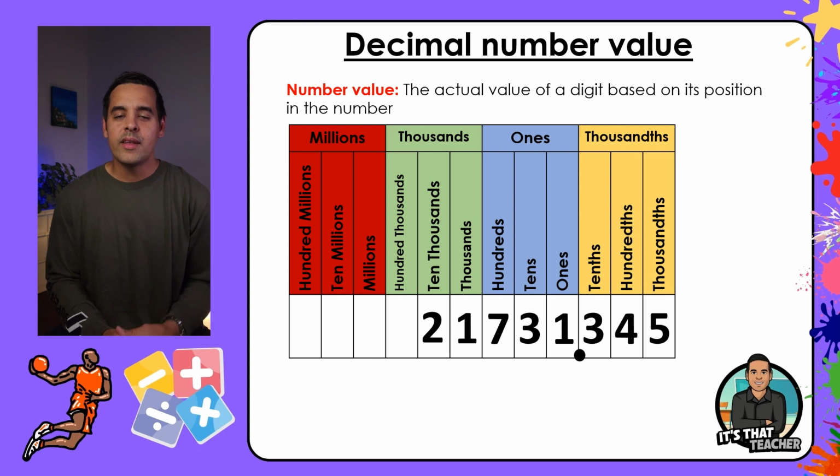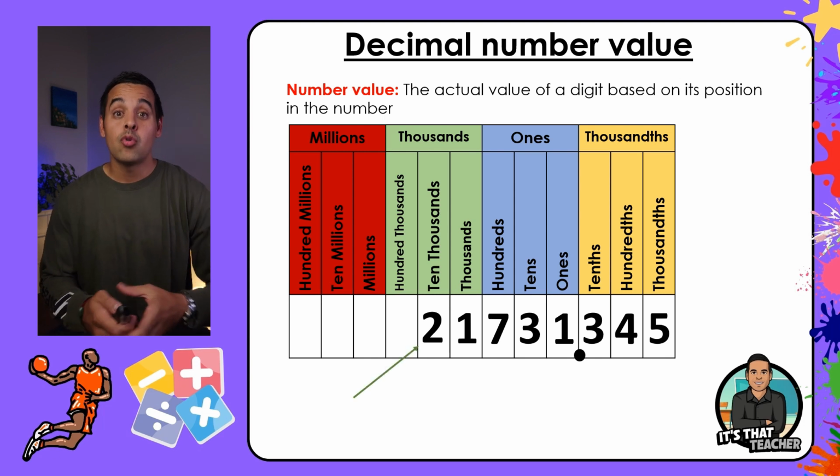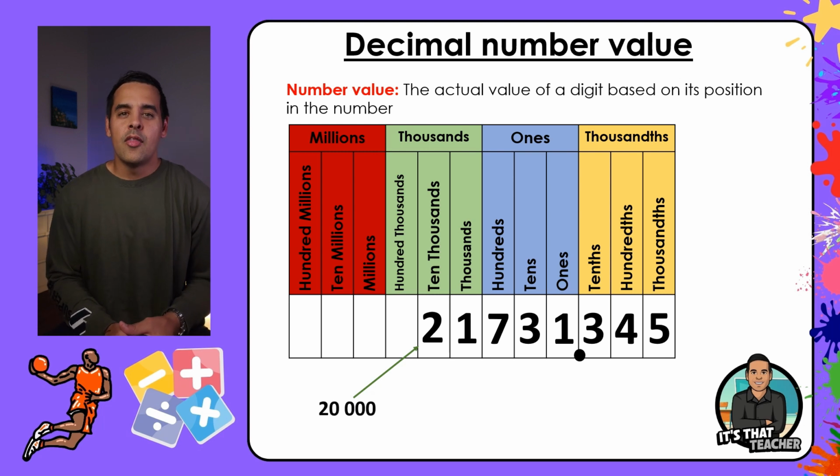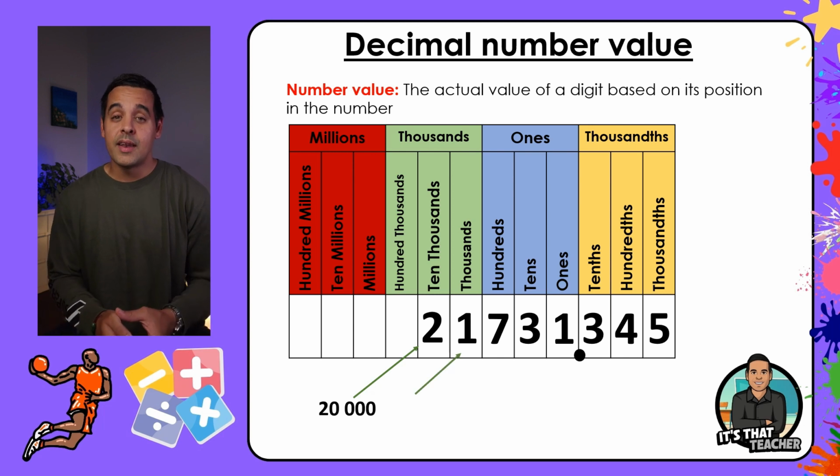Our example is 21,731.345. Now, the 2 is in the tens of thousands column, so that would be 20,000. The number value of that would be 20,000. There's a 1 in the thousands column, so the number value would be 1,000.